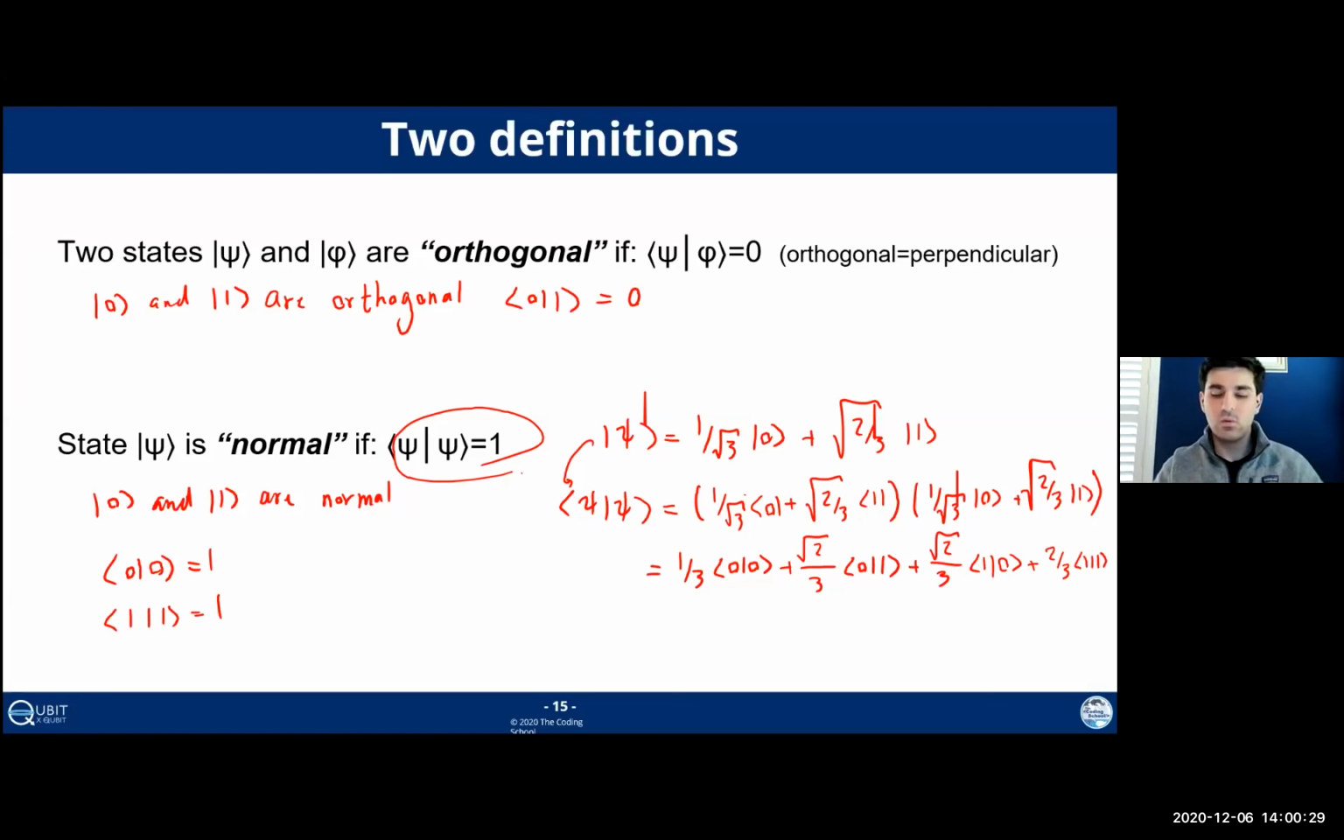And as you are all experts in this now, we know that this overlap is 0, and this other overlap is also 0. This overlap is 1, and this overlap is 1. I get 1/3 plus 2/3, which gives me a perfect 1. And so, therefore, the psi that I have up here is a normal state. And again, all quantum states, in the absence of noise in a perfect quantum world, are going to be normal.